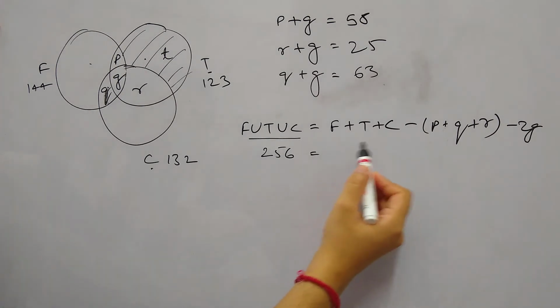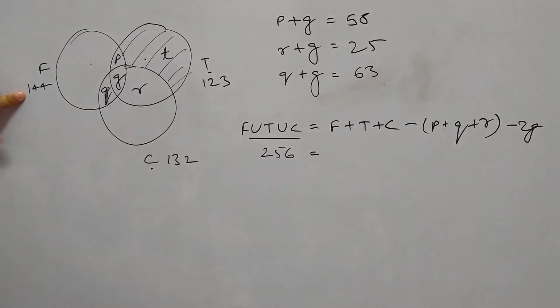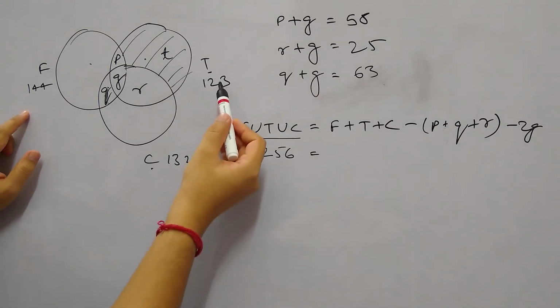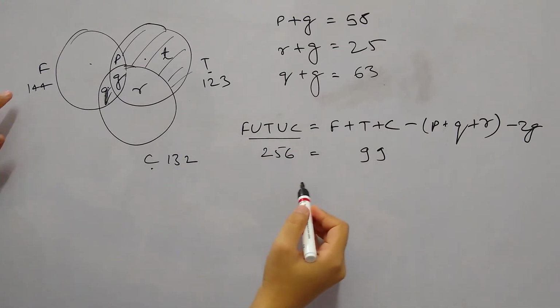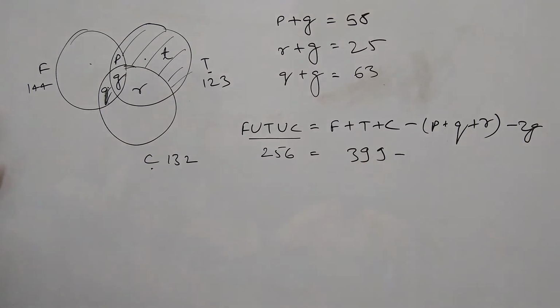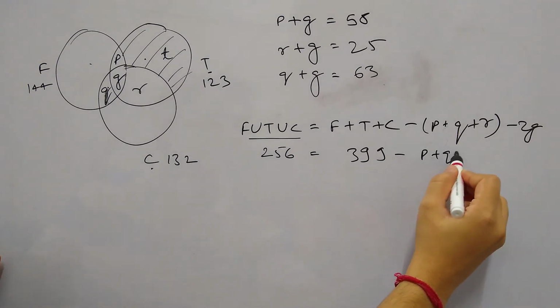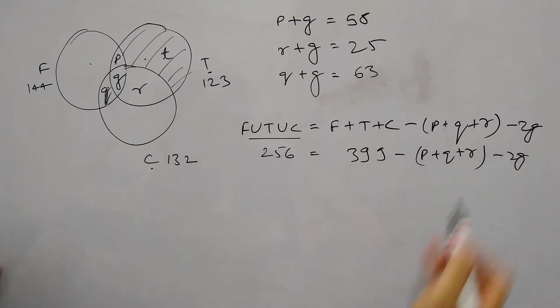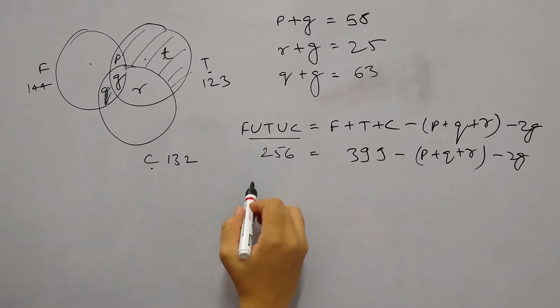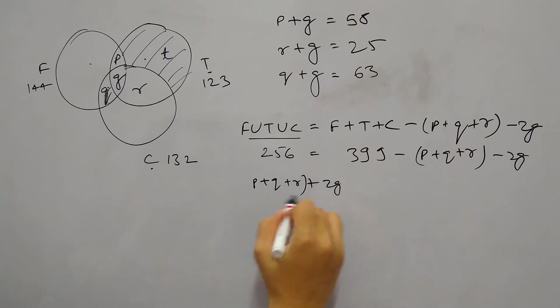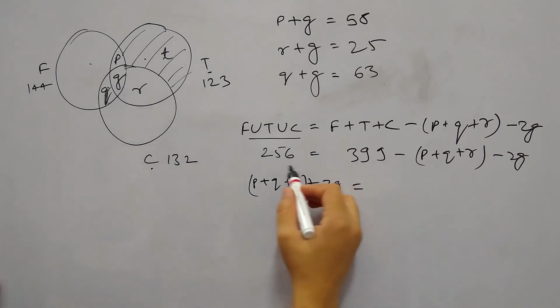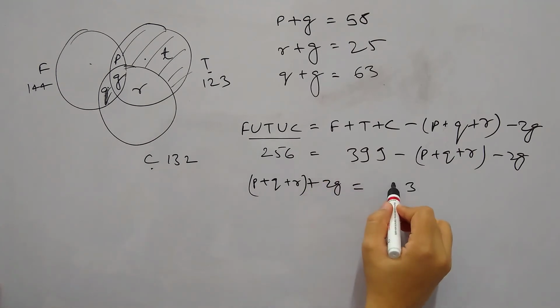So now from here, this F union T union C is the total number of players, which is 256, and F plus T plus C we can get from here, so it's 144 plus 123 plus 132, which is 399. And minus P plus Q plus R minus 2G. So from this equation, what are we getting? I can rewrite this equation as P plus Q plus R plus 2G is 399 minus 256. So this is 143.